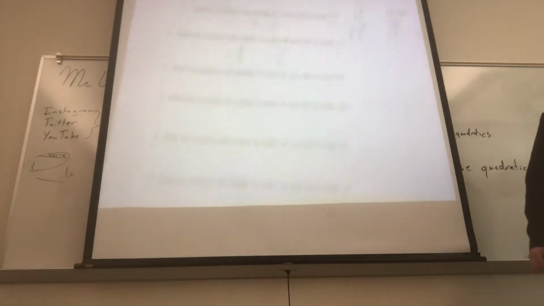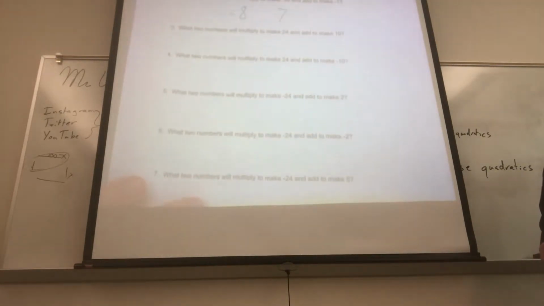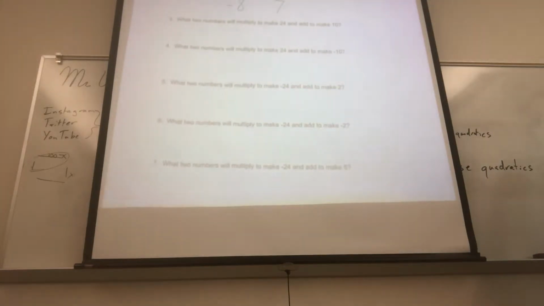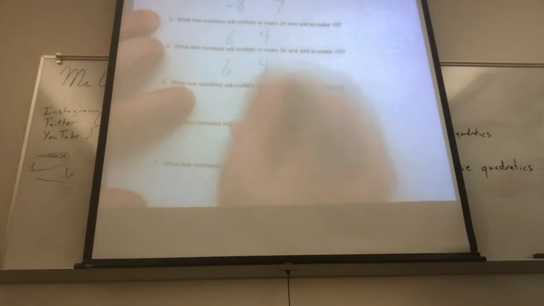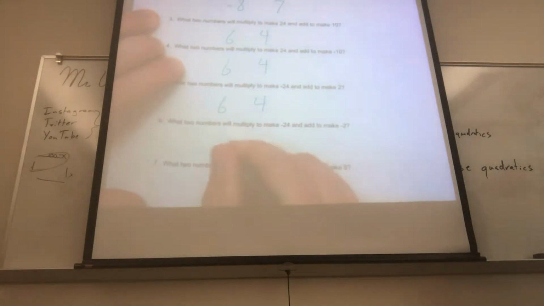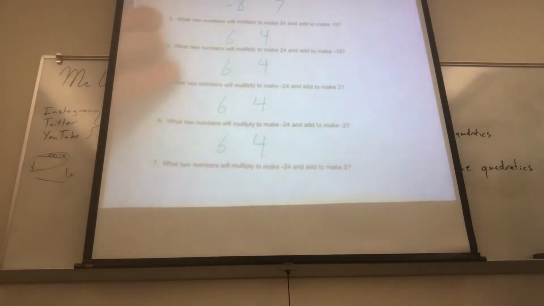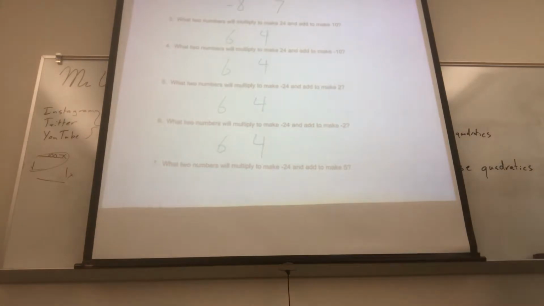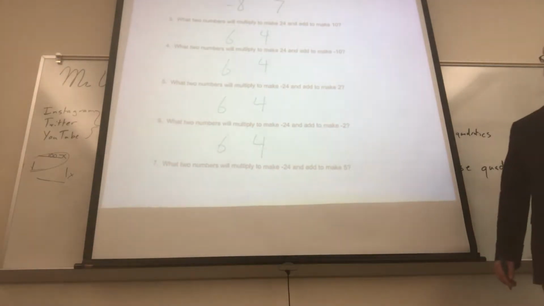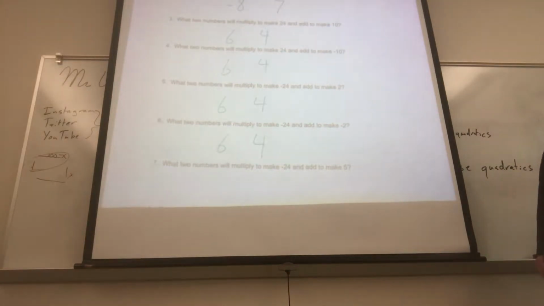Now on 3, 4, 5, and 6, I put this one in here on purpose like this. All of the answers to 3, 4, 5, and 6 are 6 and 4 in some form. Okay? The key element to this one is understanding where those negative signs and positive signs need to go. So what two numbers multiply to make 24 and add to make 10? It's a positive 6, a positive 4.